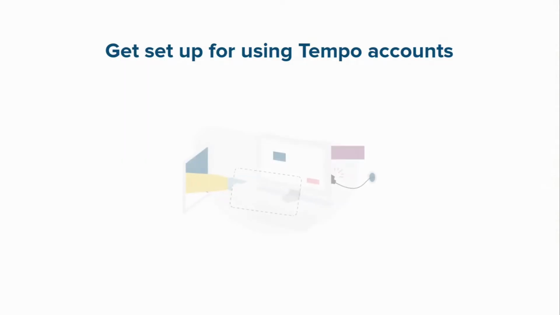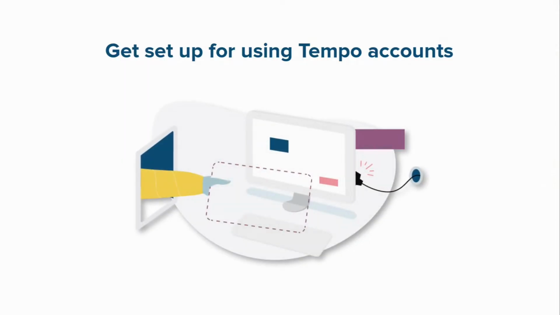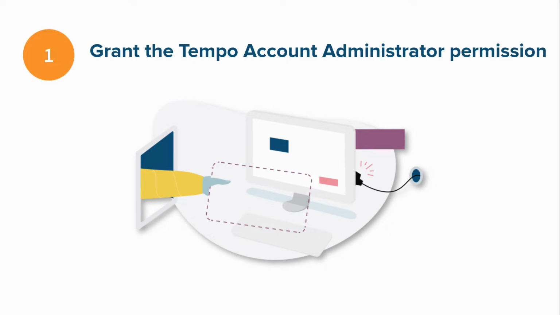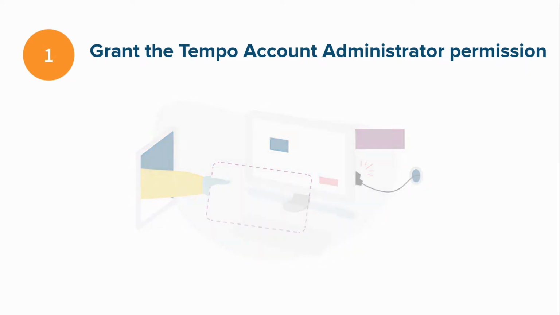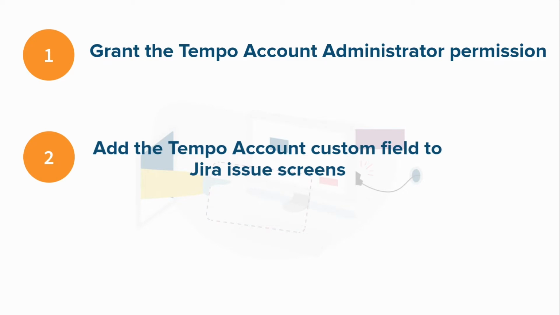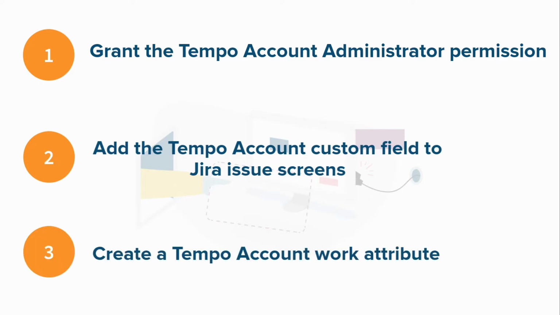To get Lunar Industries set up to use Tempo accounts, there are some things that our wonderful Jira administrator Lars needs to do first. Grant the Tempo account administrator permission to the right people. Add the Tempo account custom field to Jira issue screens. And optionally, create a Tempo account work attribute for the log time form. You'll see why each step matters in a minute, so let's get going.